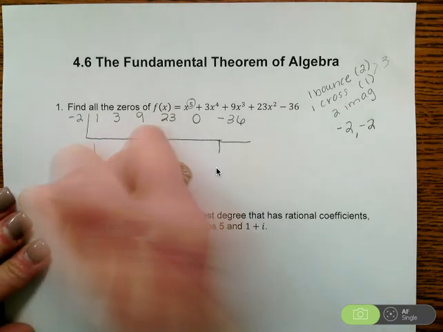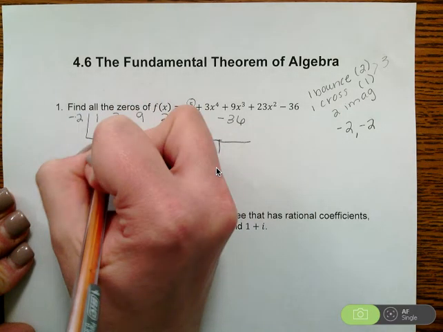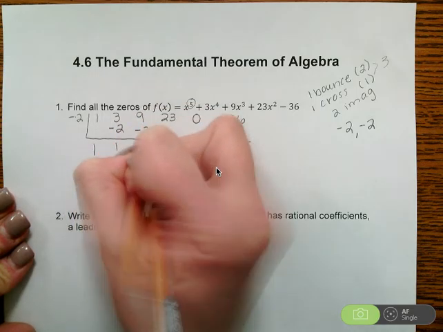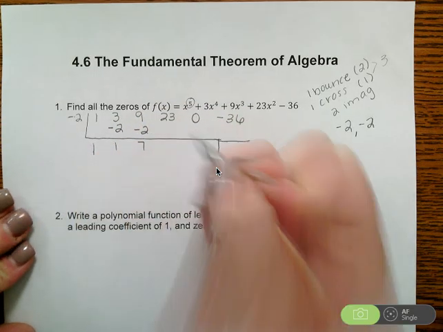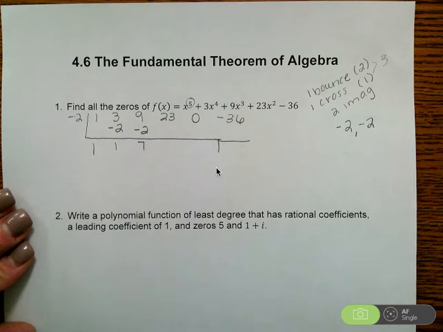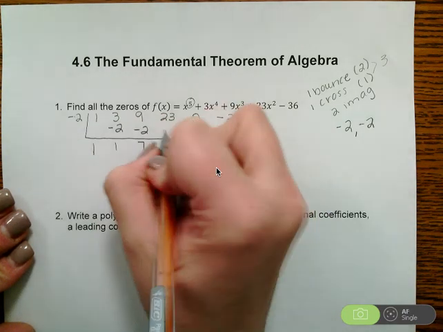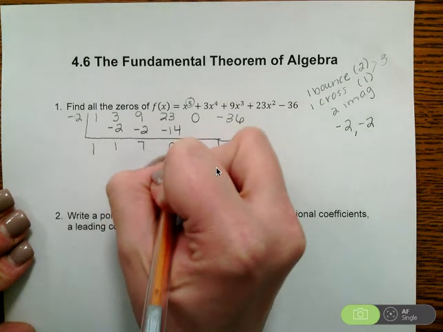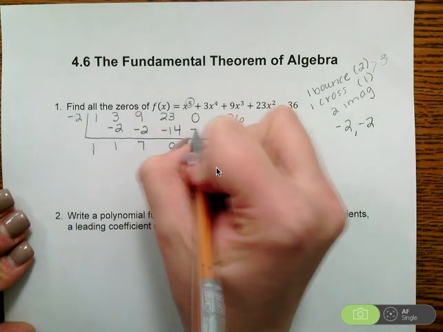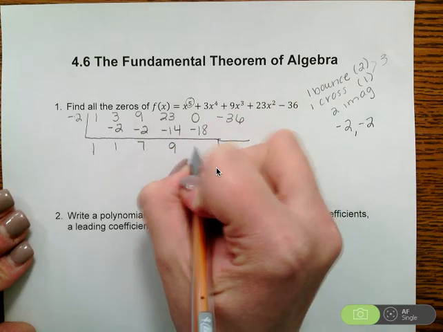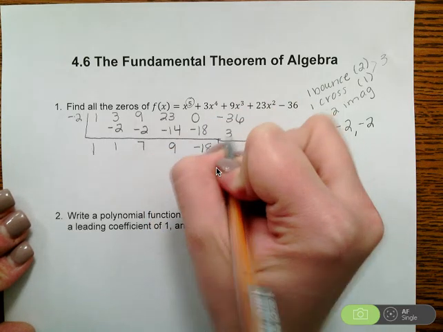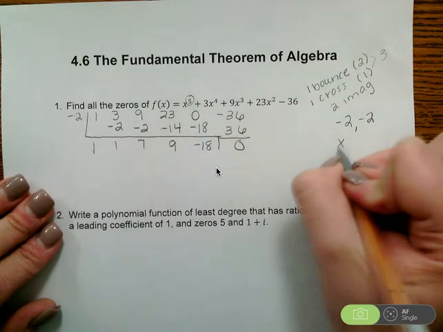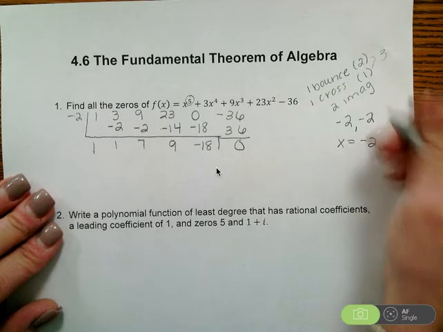Bring the 1 down, so you're left with 1. -2 times 1 is -2. 3 minus 2 is 1. 1 times -2 is -2, and 0 minus 2 is -2. Make sure I'm on the right track here. And then -2 times -2 is 4, 23 plus 4... wait, let me recompute: -2 times 7 is -14. 23 minus 14 is 9. -2 times 9 is -18. 0 minus 18 is -18. Plus 36 and 0. Okay, so that means we did it right. Awesome. So we know that x equals -2 is a zero.